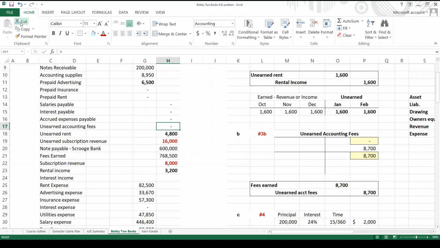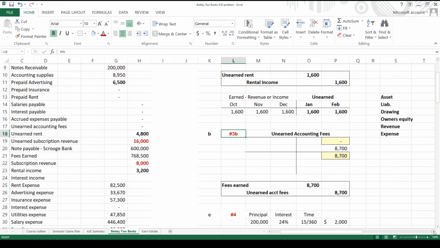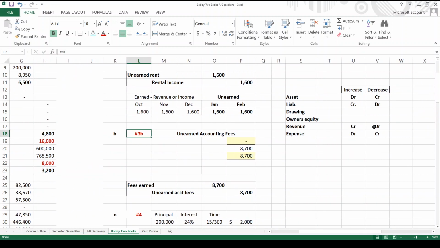So we're going to make an entry to create the liability account, which does not exist. That's money up front, initially credited to a revenue or income account. So that's where the money is, okay? It's in here. And we got to pull it out of there and create the liability account. So we debit fees earned for $8,700, and we credit unearned accounting fees for $8,700. That's a type 3B. How do you decrease a revenue account? With a debit. How do you increase a liability account? With a credit.